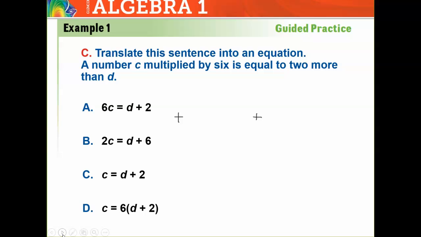Okay, example C. Translate this sentence into an equation. A number C multiplied by 6 is equal to 2 more than D. So go ahead, read that one more time on your own, and then circle A, B, C, or D.